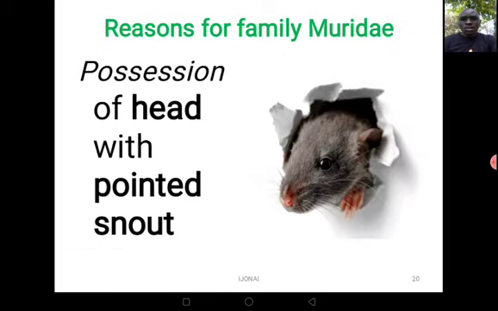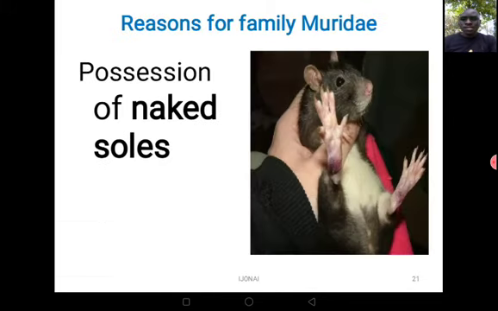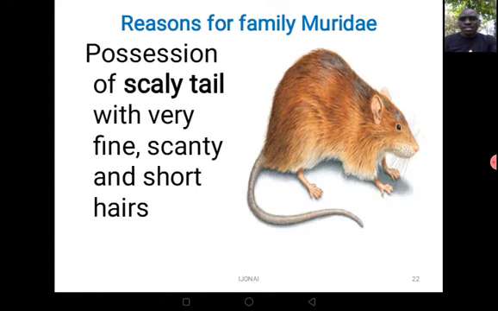So you can see from there the reasons for family Muridae. The head, which is pointed with a snout, as you can see, can even penetrate through surfaces that are soft, and that enables it to dig burrows in the soil. Then possession of naked soles, as you can see there. So the lower part of the feet does not have hair, and that part is the sole. They are naked. Then a scaly tail with very fine, scanty and short hairs, as you can see. The tail has scales that are like rings and overlapping each other, with relatively fewer hairs compared to the rest of the body.